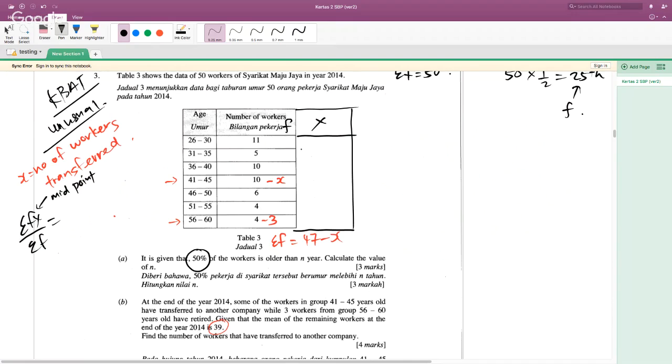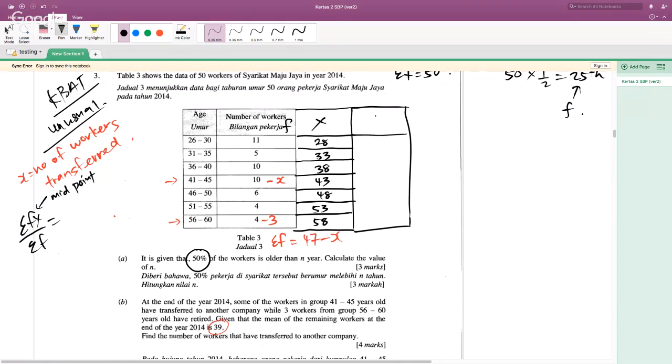All right, so the midpoint is very easy. Use the lower limit plus upper limit divided by 2, and you'll get 28, that is 30 plus 26 divided by 2. Then do the same thing, 31 plus 35 divided by 2, you'll get 33. Then you know it's plus 5, so this is 38, plus 5 is 43, plus 5 is 48, then this is 53, and then this one will be 58. Then definitely I will need to find a value for fx.